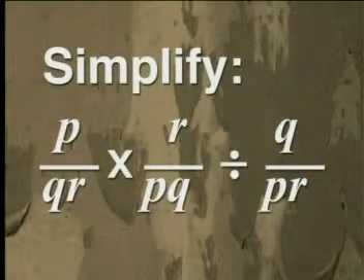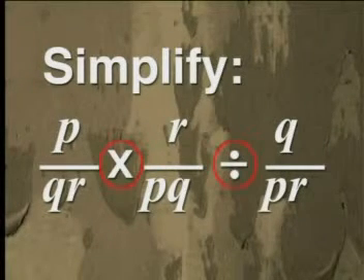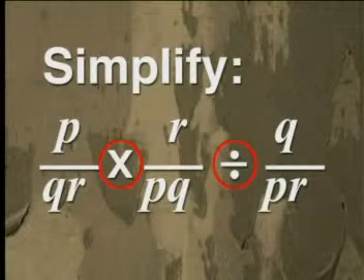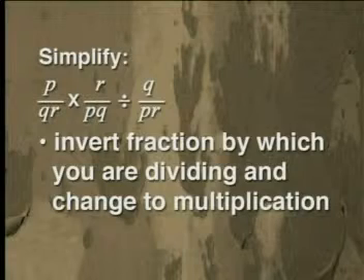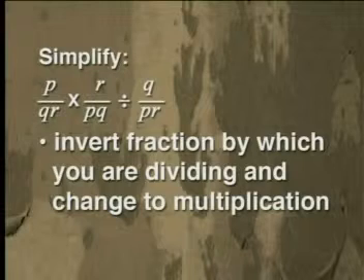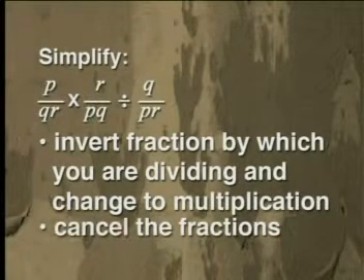Again, simplify P divided by QR multiplied by R divided by PQ divided by Q divided by PR. What do you see between these fractions? Yes, a multiplication and a division sign. So, what needs to be done? Well, we have done a lesson on the division of fractions. Remember, we learned that when dividing fractions, we flip or invert the fraction by which you are dividing and change to multiplication. And then we must cancel the fractions.